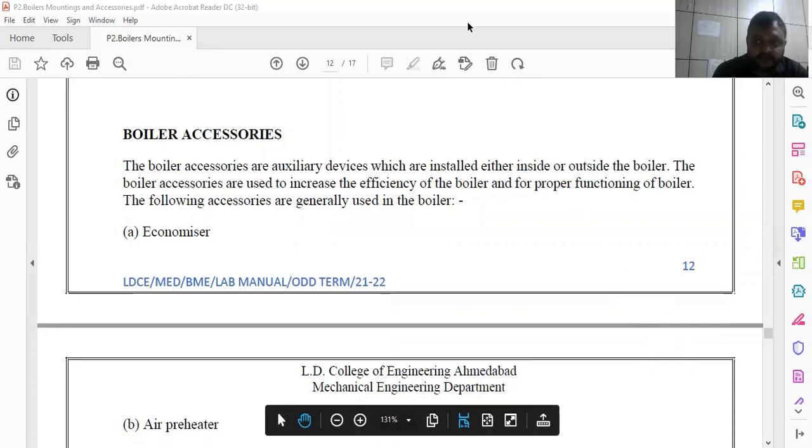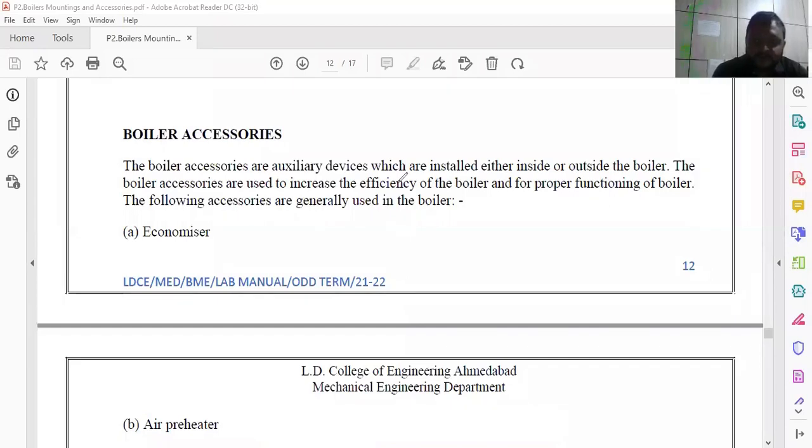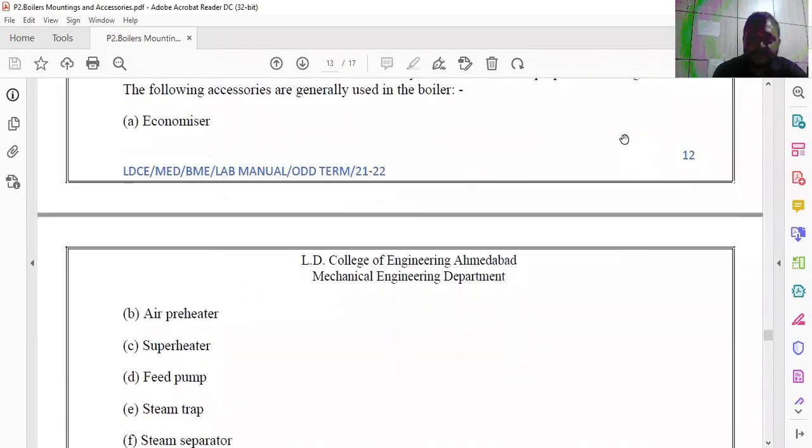So one point you have to keep in mind is that boiler mountings are compulsory attachments, whereas boiler accessories are optional. But if you want to improve the efficiency or performance of the boiler, then we have to fit these important boiler accessories. You can see the boiler accessories are mainly of these kinds.